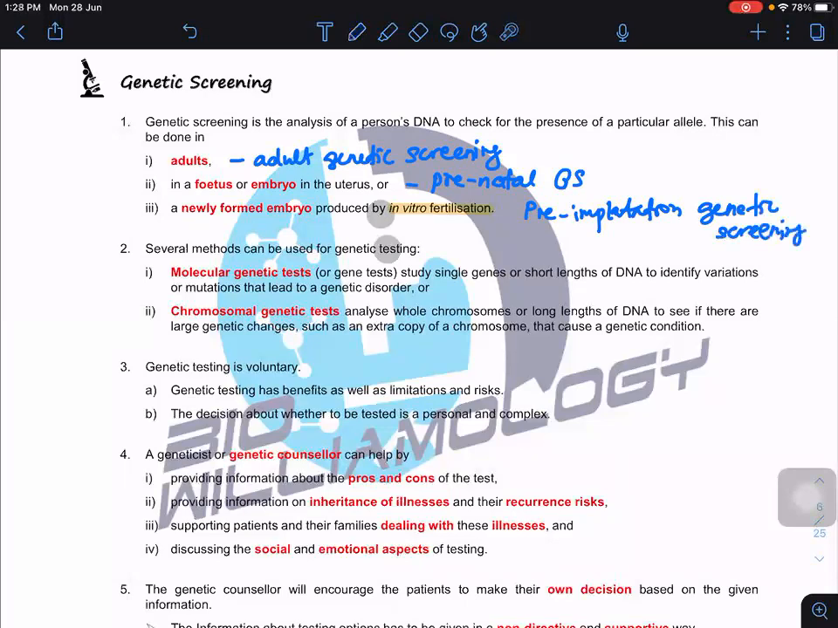Okay, so for adults, we carry out adult genetic screening. Fetus or embryo is prenatal, before born. Newly formed embryo produced by in vitro fertilization, before we implant, we have pre-implantation genetic screening. We're going to go through these three.